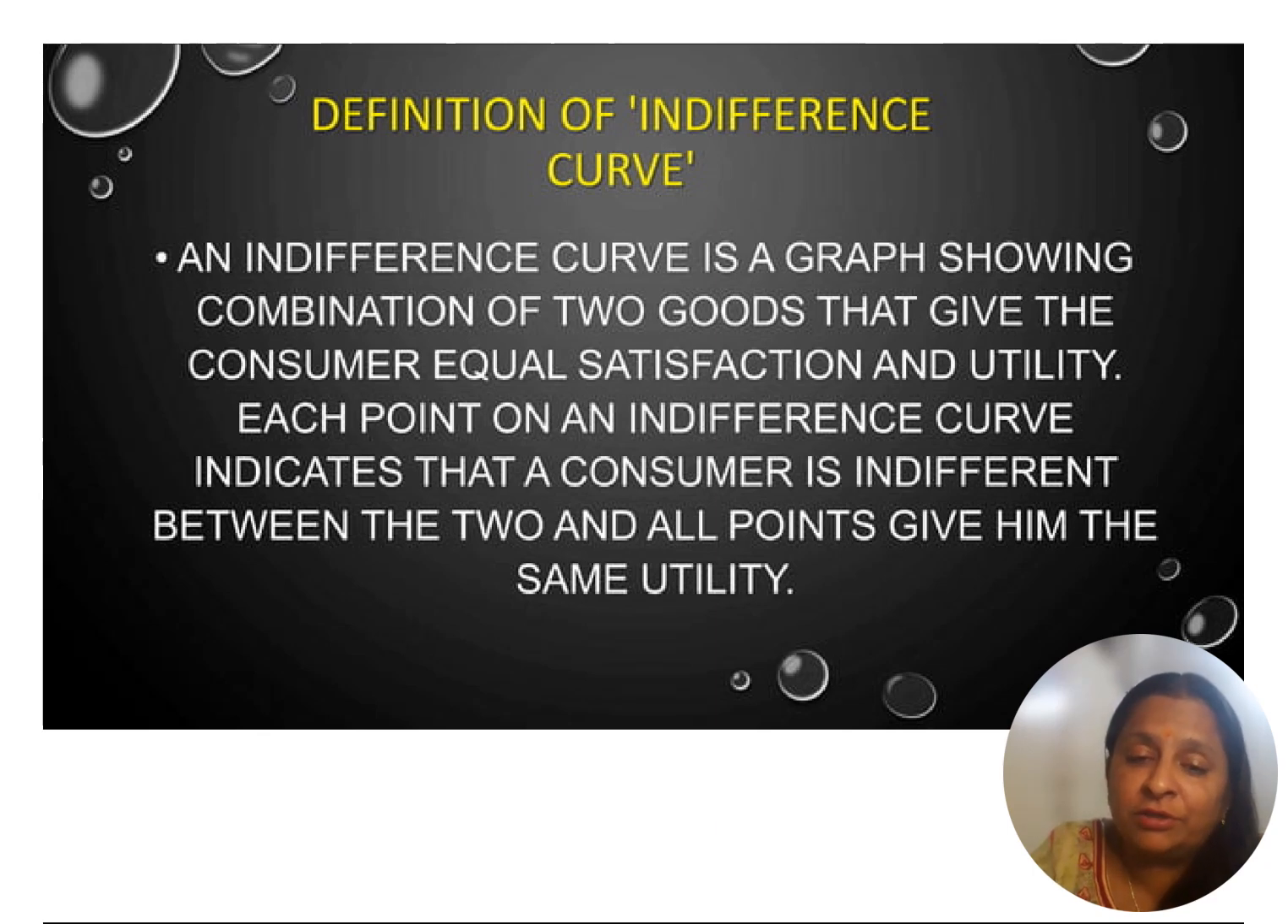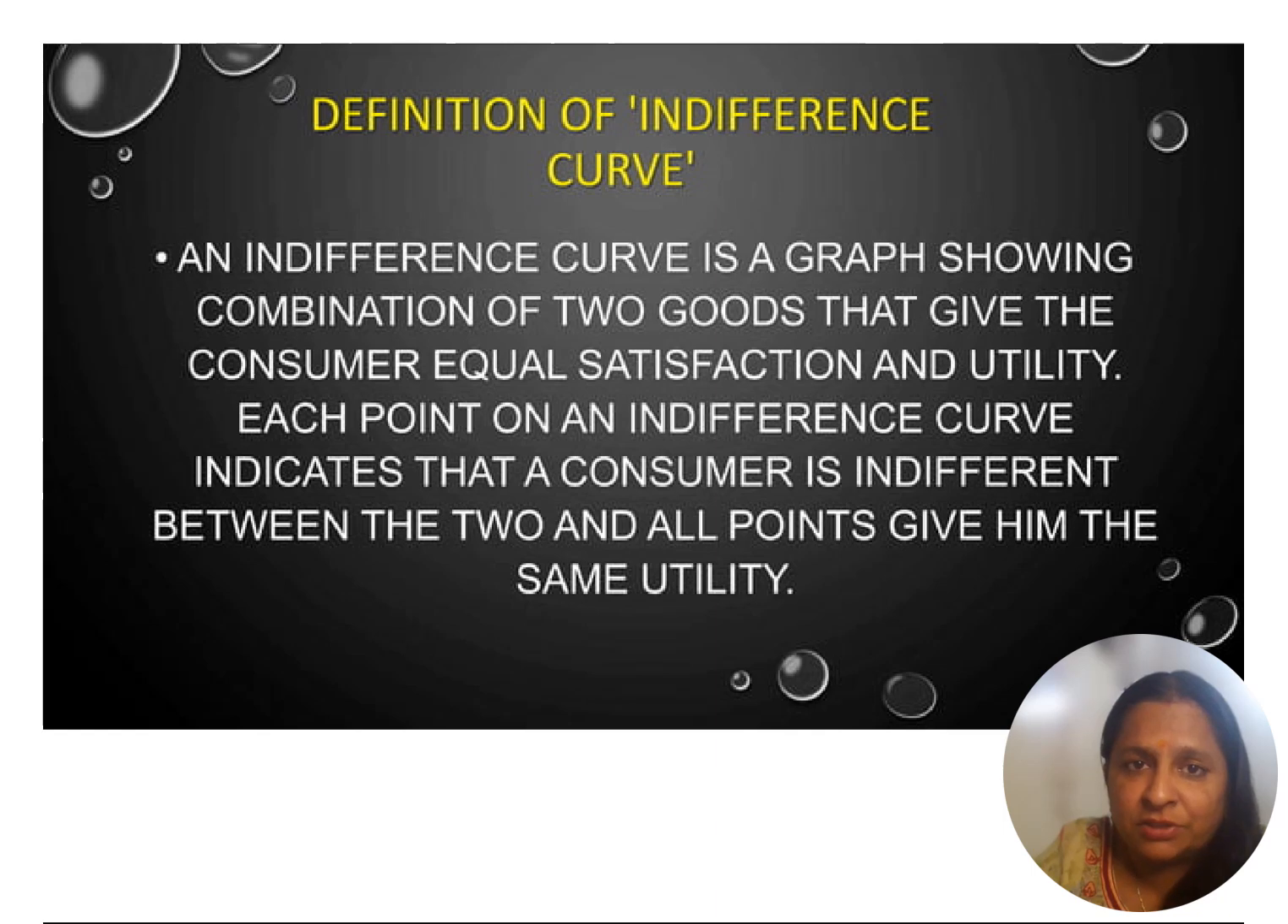With ordinal utility, we add one assumption: we are not taking one product, we are taking two products, and we show them by the indifference curve. It is given by our economist Hicks. First you should know what an indifference curve is. An indifference curve is a graph showing the combinations of two goods that give the consumer equal satisfaction and utility. Each point on the indifference curve indicates that the consumer is indifferent between the two, and all points give equal satisfaction.